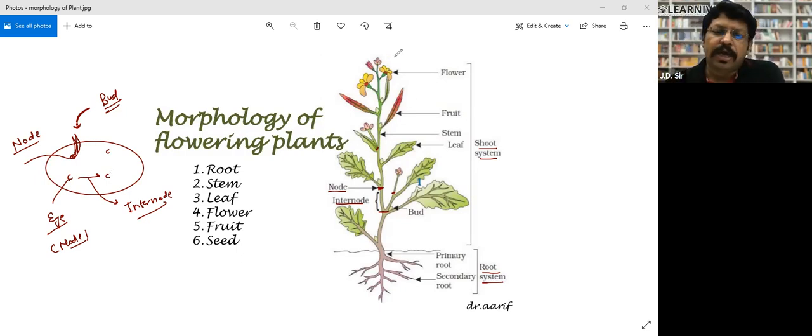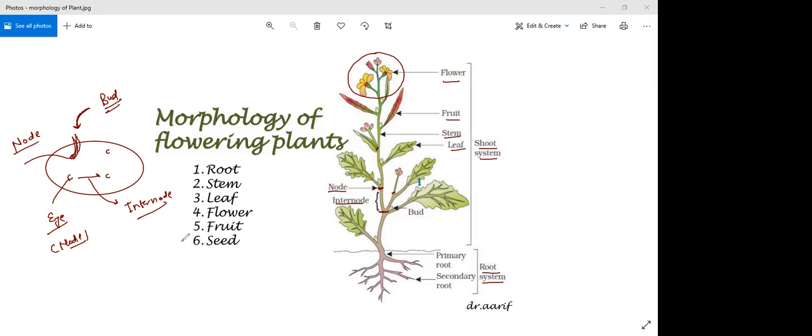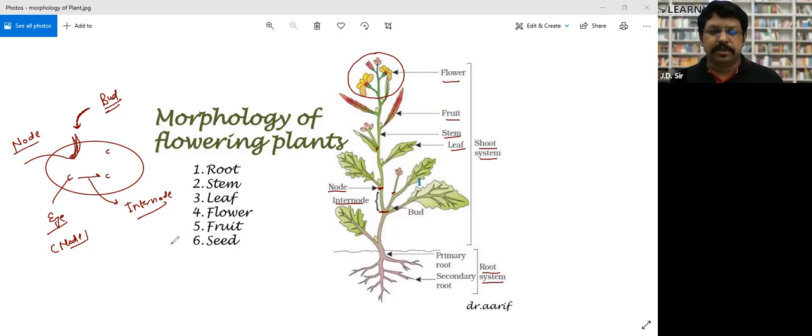Again, what happens at the time of maturity, the apical bud of the plant becomes a reproductive part. It gets modified into a reproductive part and it becomes flower, right? So these are the leaves, fruit, stem, flower, node, internode. So this was the basic morphology of flowering plant. Clear? Yes. When we study the types of stem, then we will study the underground stem and the rhizome, what the rhizome is and all that, right? So this was the basic part.